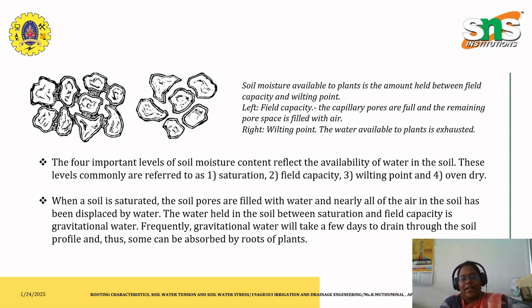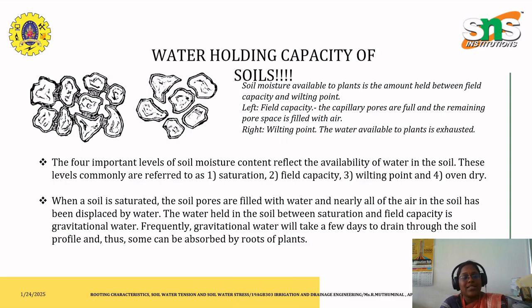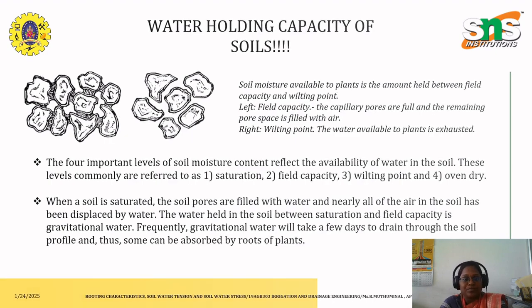The four important levels of soil moisture content reflect the availability of water in the soil. These levels are commonly referred to as saturation, field capacity, wilting point, and oven dry. When a soil is saturated, the soil pores are filled with water and nearly all of the air in the soil has been displaced by water. The water held in the soil between saturation and field capacity is gravitational water. Gravitational water will take a few days to drain through the soil profile, and thus some can be absorbed by roots of plants. So this is the water holding capacity of soil.